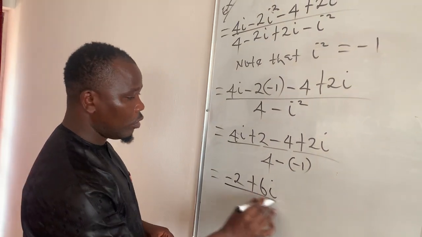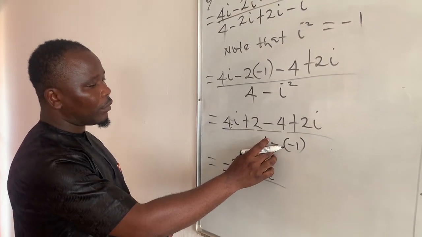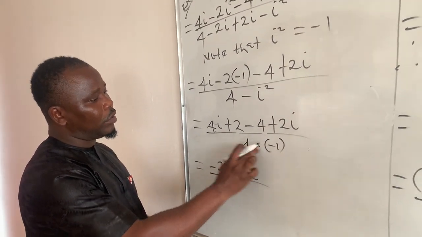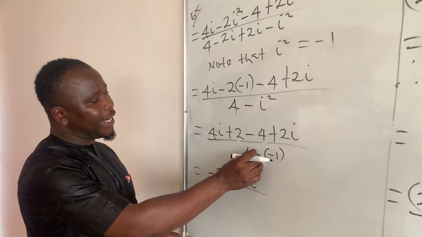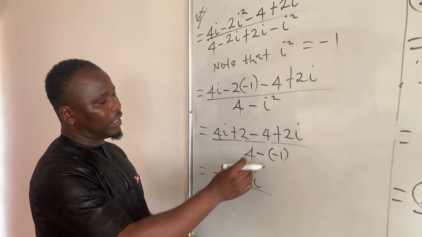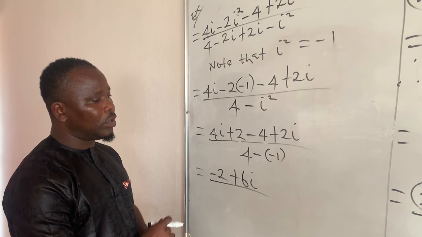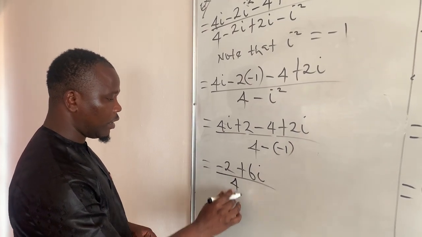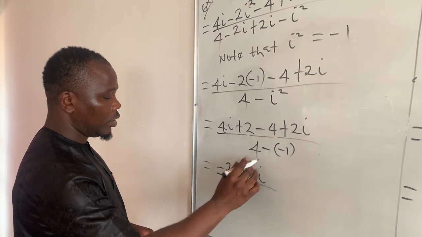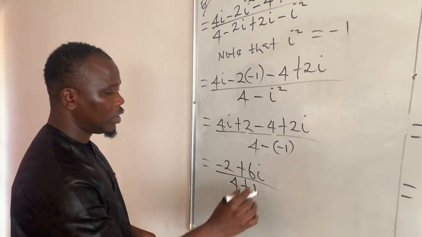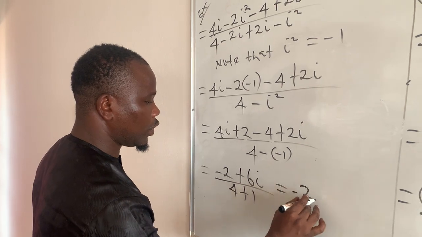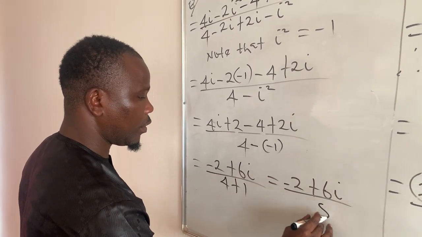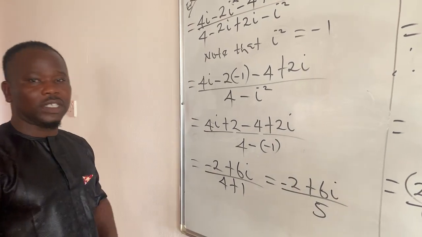All over, note that we have here minus 1, an invisible 1 here. So opening this bracket, minus 1 times minus 1 will always give us plus 1. So we are going to have the denominator 4 plus 1. This is equal to minus 2 plus 6i all over 5. 4 plus 1 will definitely give us 5.